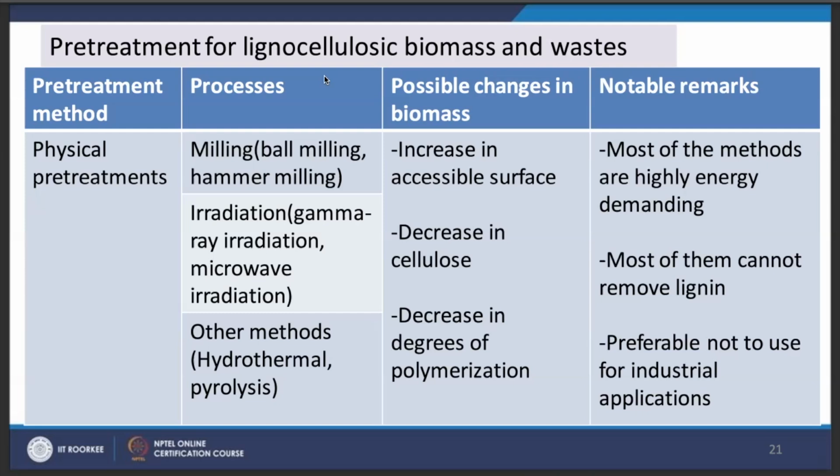And what can we expect if we are giving such physical pre-treatment to our waste material? First, it will increase the accessible surface area, hence it will be easier for the microbe to work on the compound. It will decrease the cellulose because it will break down the cellulose. Next, it will decrease the degree of polymerization. That is, again, it will help in giving the microbe the simpler form of lignin or lignocellulosic compounds.